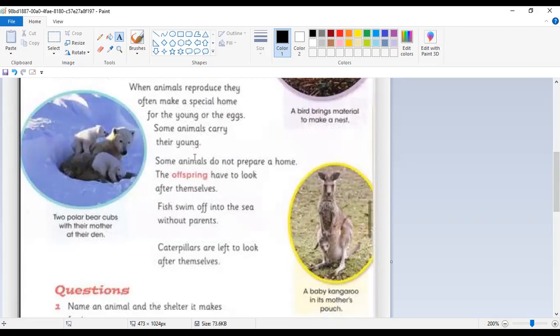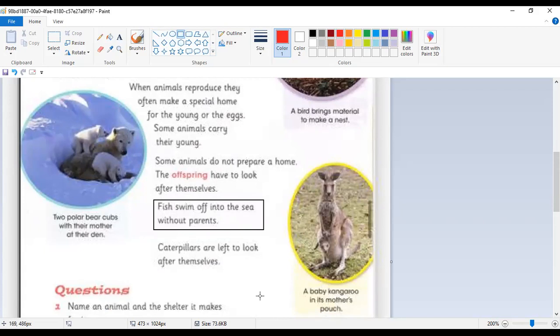So what is the first example they gave? Please underline that with me. The first example, which you have to learn for the exam, is that fish swim off into the sea. They just lay eggs and move away, so they do not take care of their babies. The babies stick to the water, some stone or some plant in the sea, from where they can get their own food.